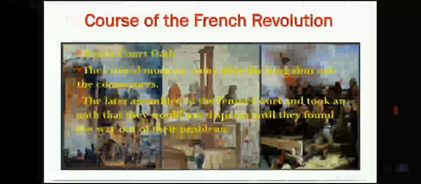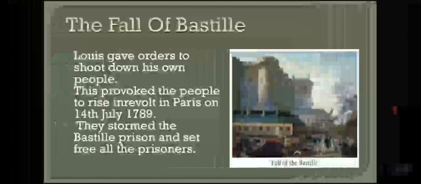The fall of the Bastille as a prison was the first great turning point in the revolution. 14th July is celebrated as the National Day of France to this day, that is, the fall of Bastille. The revolutionists stormed the Bastille prison and set free all the prisoners on 14th July 1789.